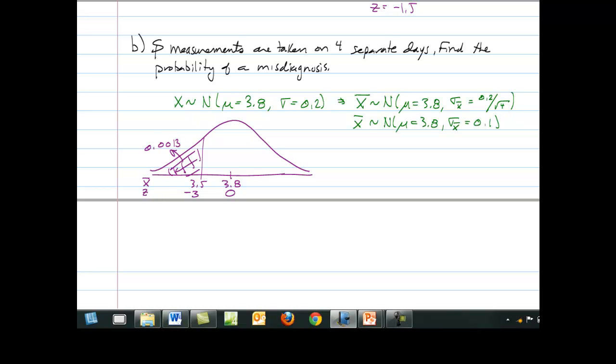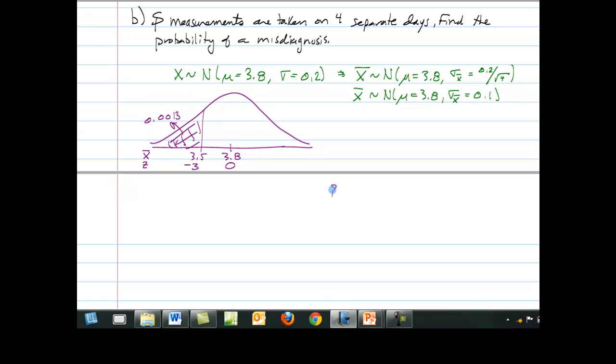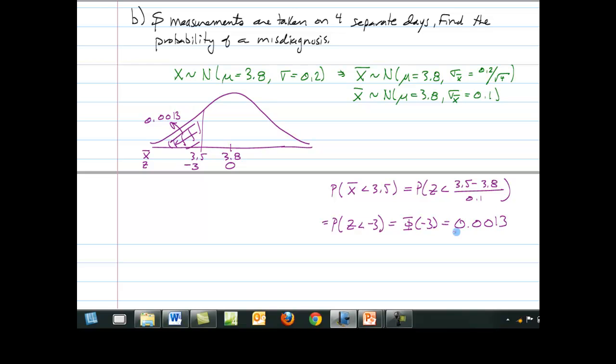But let's go ahead and write out all that information down here. So I'm talking about the probability that the sample average, when I have a random sample of size 4, is less than 3.5, is going to be equal to the probability that z is less than, and I'm just going to standardize right here inside my problem this time. This is equal to the probability that z is less than -3. Again, you can calculate that out, which is phi of -3. And if you look this up, you get 0.0013. Okay, so again, very, very small probability.